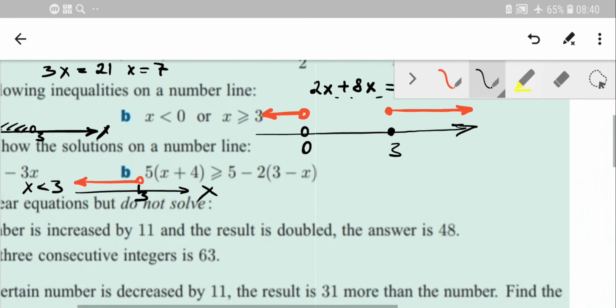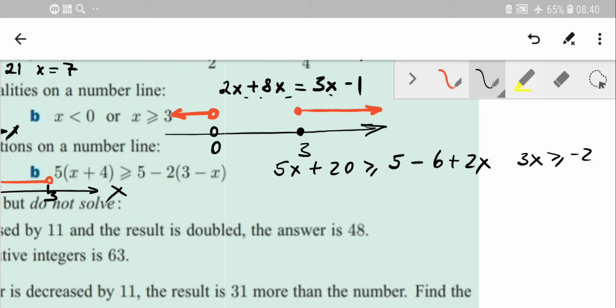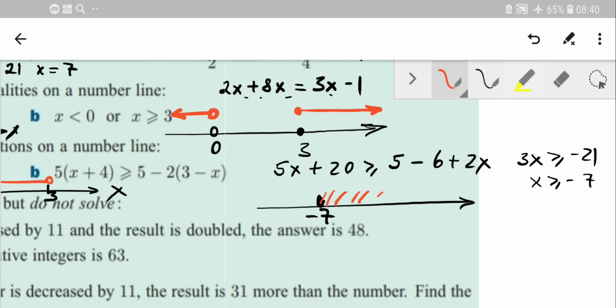So that's 3. So here, 5x plus 4, I simplify that, and I'll get 5x plus 20 more or equal 5 minus, expand the brackets, and 2x. So I combine them, and I'll get 3x more or equal than -1 and -20, -21. So x more or equal than -7. So I'll use shading just from -7. This is an included point, and up to the right. So that's x on the number line.